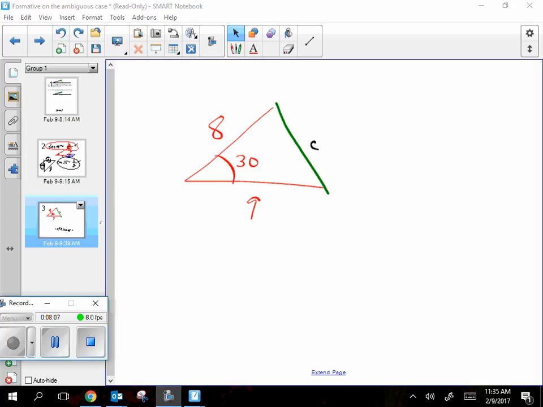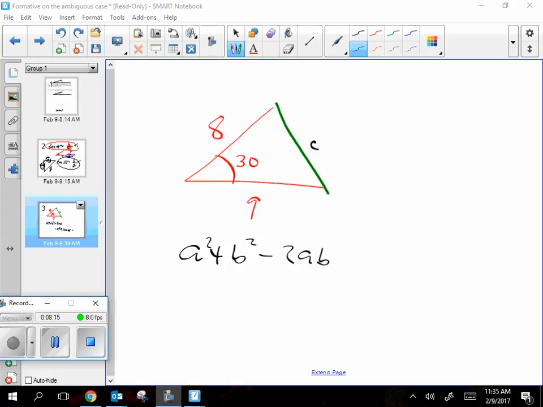Okay, in case you're super stuck, a squared plus b squared minus, who has it memorized? 2ab sine c, right? No, it's the law of cosines. Cosine c. All right.